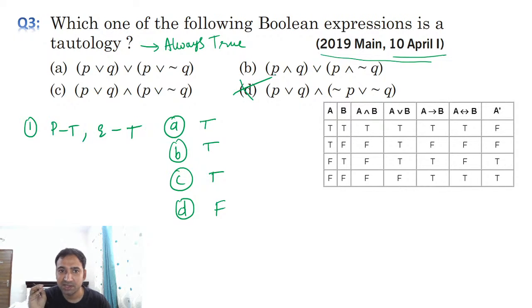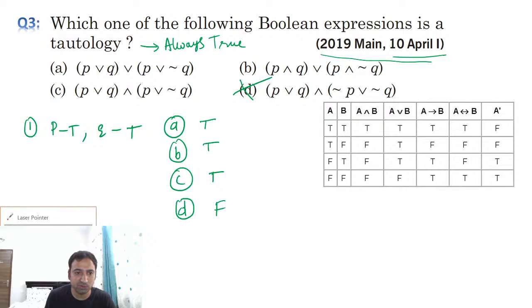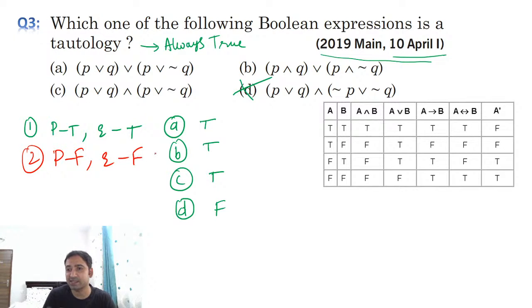Understood, guys? Now let's take the second substitution. The first substitution is already over. In the second substitution, I am taking P equals false and Q equals false. If I take this substitution, the first option becomes false or false, guys. So I can write the first one as false, or, and now what about this one? This is false or negation of false, which is true. False or true.